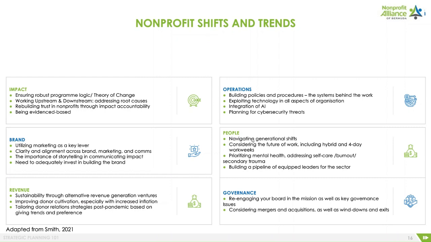More specifically, some of these shifts and trends in terms of impact include ensuring robust program logic and theory of change models, working upstream and downstream and addressing root causes, rebuilding trust in nonprofits through impact accountability, and being evidence-based. In terms of operations, building policies and procedures and the systems behind the work, exploiting technology, integrating AI, planning for cyber security threats.